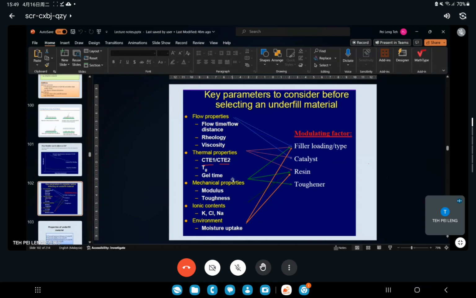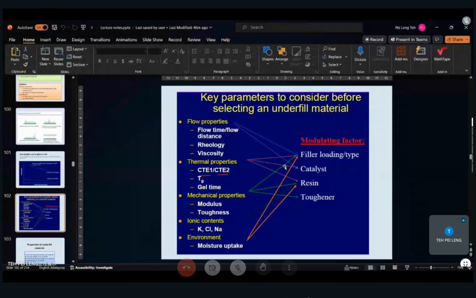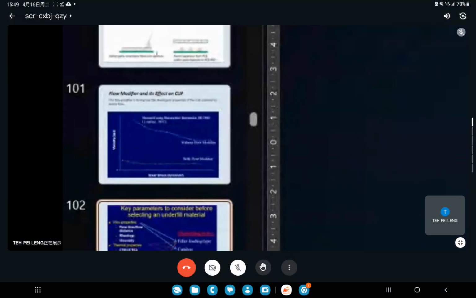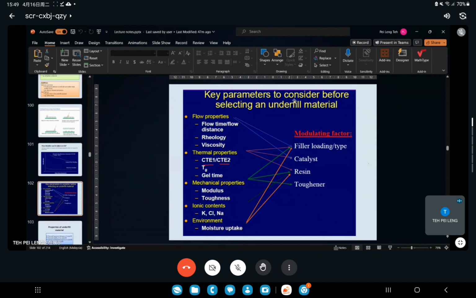This one I cannot teach you. You need to see which one to prioritize first. So underfill is what? It is a liquid. So underfill before cure is a liquid. So flow is very important because it's liquid. You need to fully flow underneath between the chip and the substrate. Correct or not? So secondly, when it's cured already for application, thermal and mechanical are very important. So you need to judge by yourself.